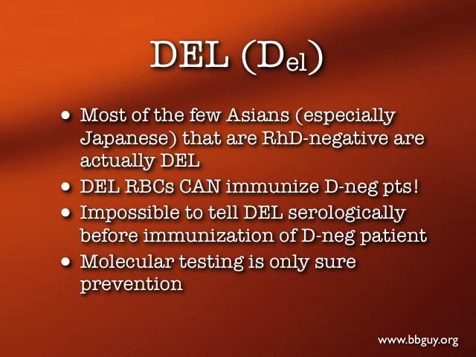Why do we even care about DEL? We care primarily because of Asian populations. Most of the few Asians that are D negative actually are DEL, and more importantly, if someone is DEL and is called D negative as a blood donor, there are published examples of them immunizing D-negative patients. So serologically, we can't tell. The only sure way to do this, and some places have done it and published it in the literature, Bill Flegel for example, is to do molecular testing on D-negative people to prove that they are not DEL and they actually are D-negative. Obviously, that's not ready for widespread implementation at this point, but it may be at some point down the line.